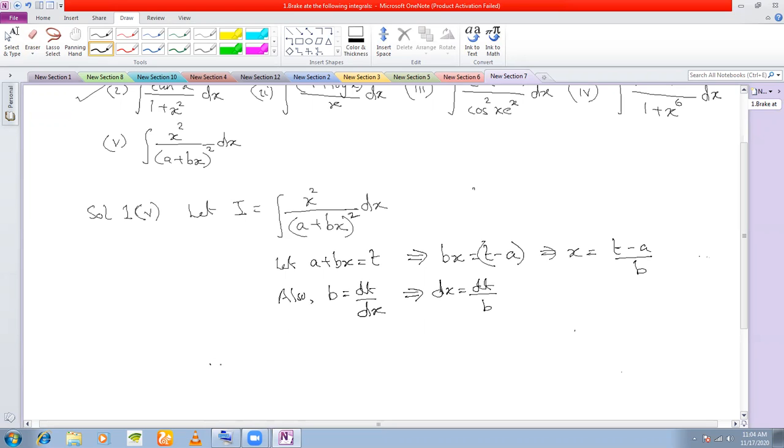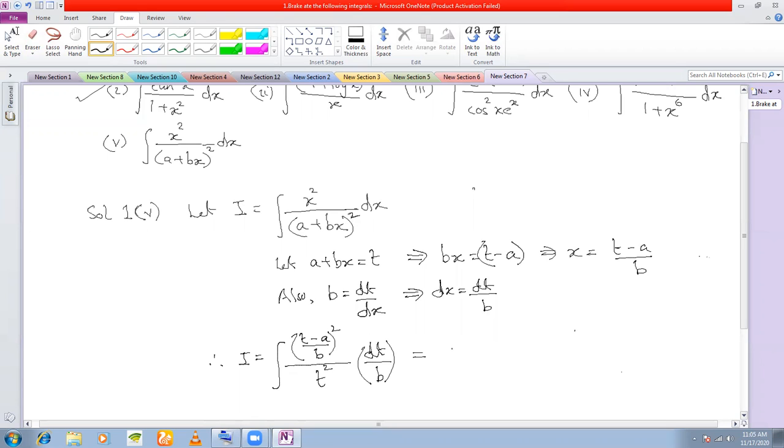Now you change everything to t. What is x here? x here is (t minus a) by b. Put the value of x, you get this. And what is in the denominator here? You have a plus bx, you put this as t. And what is dx here? You have dt by b. Okay, now everything has been changed in terms of t. Now you can evaluate very easily.